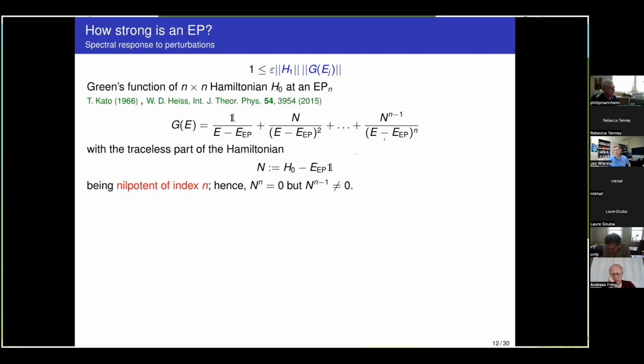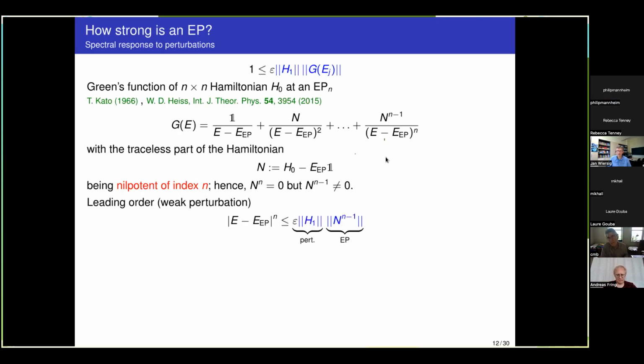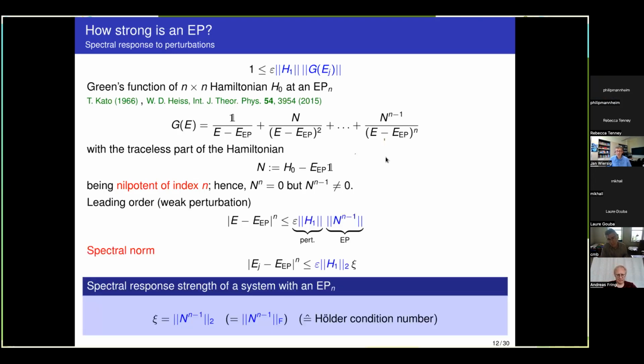This I agree. But apart from this, this is the general expression for the Green's function at an exceptional point of order n. And I can recommend the appendix of my paper. There's a very simple derivation of this. It's a few lines. It's not very complicated. Nothing special behind this.